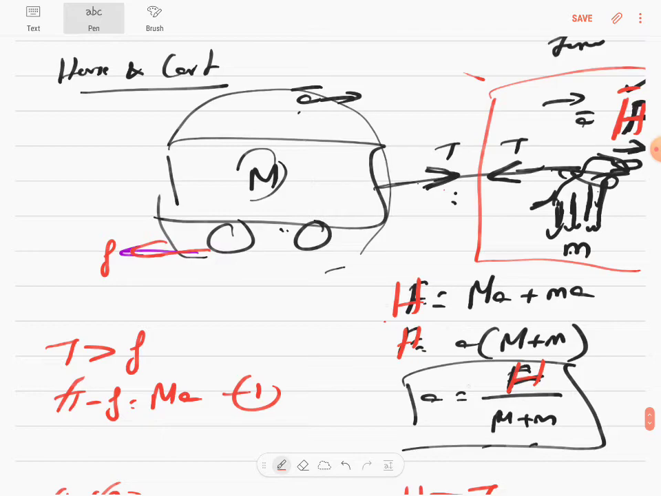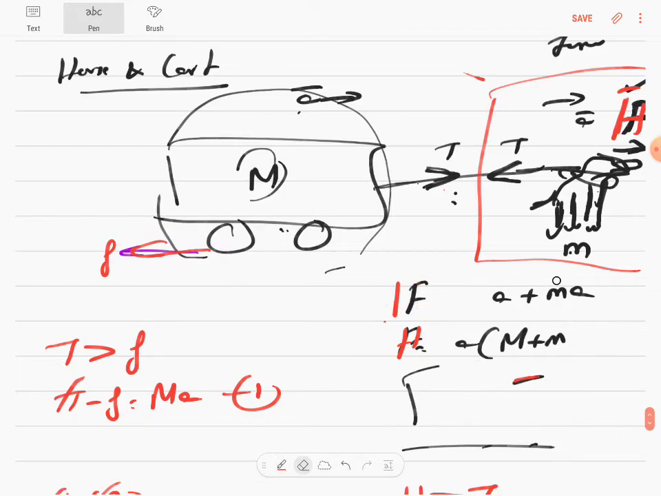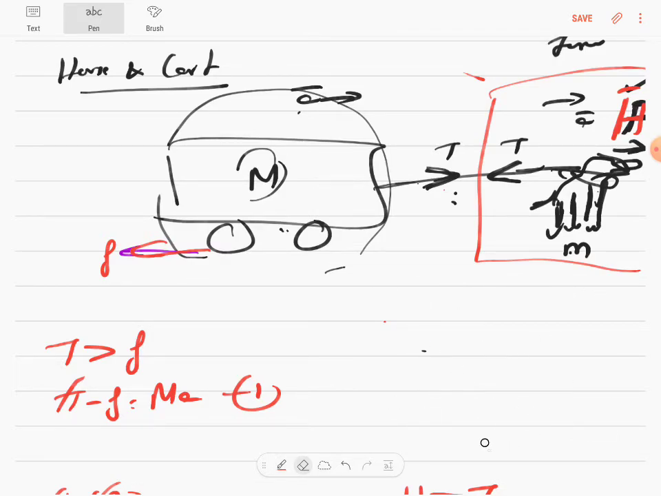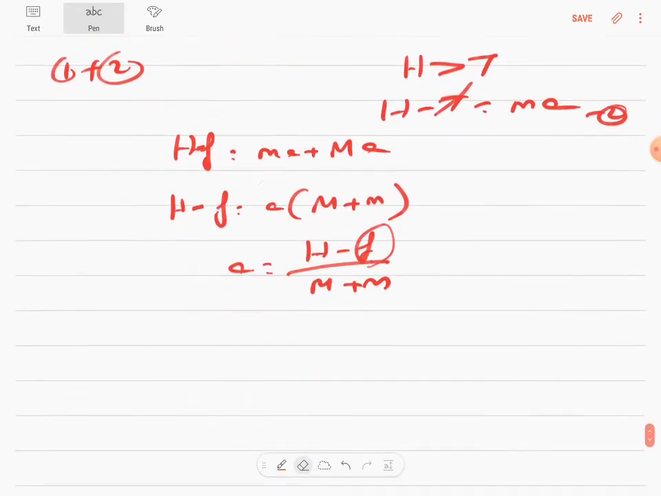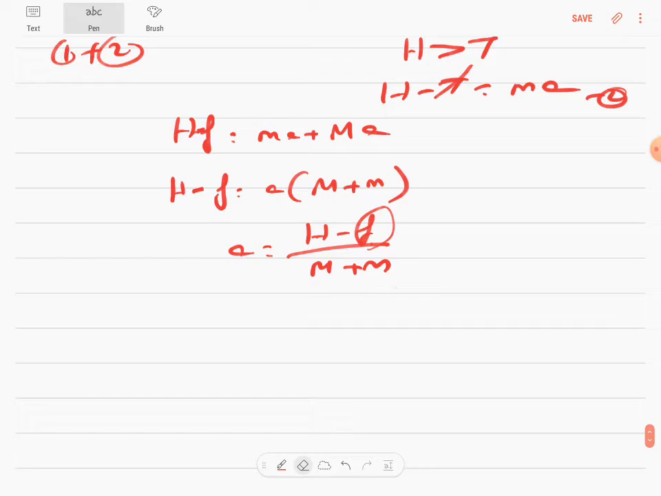Actually, I took this as in the absence of external force. So I should not be doing that. First we will consider in the presence of frictional force. Correct. So then you should do like this only. There is a frictional force. Therefore, it's H minus F by M plus m.